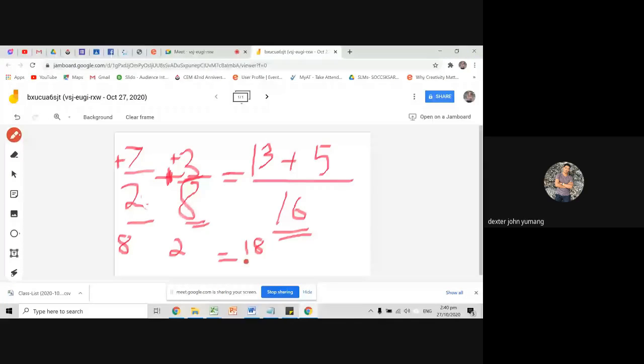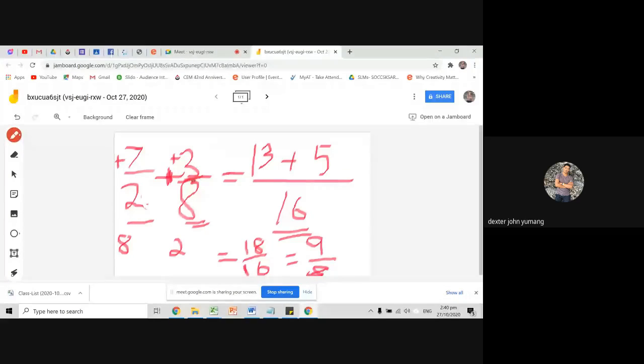18/16. Lowest term po tayo. Pwede pong kunin ang lowest term by 2. Ang 18, kung i-by 2 natin siya, magiging 9. Ang 16 naman, kung i-by 2 natin, magiging 8. Yan po. So, that is how to answer this one.